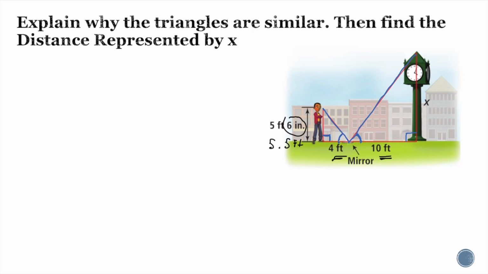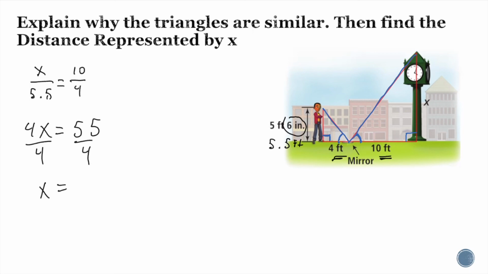So we can set up my proportion. We have x divided by 5.5 feet is equal to 10 divided by 4 feet. We are going to cross multiply to give me 4x is equal to 55. Now we're going to divide 4 on both sides to get x is equal to 13.75 feet. So that is the height of the clock tower.